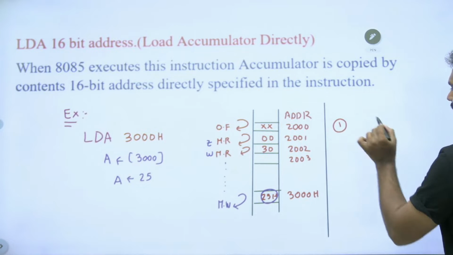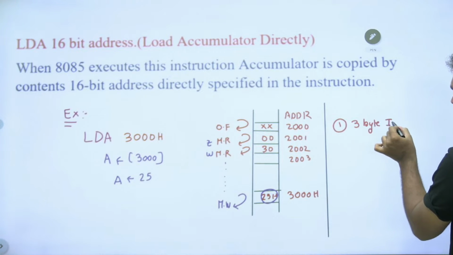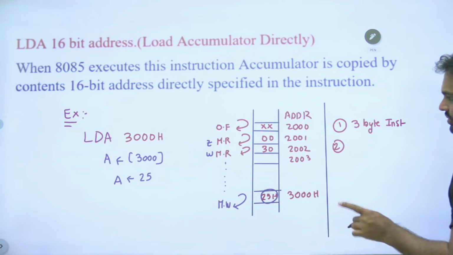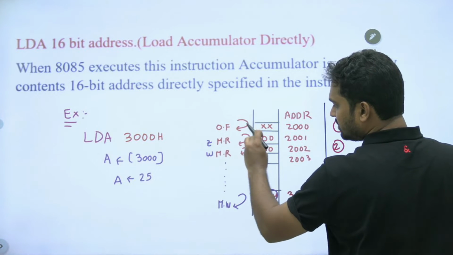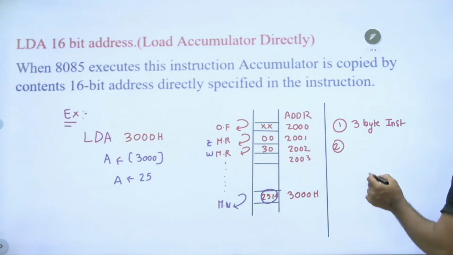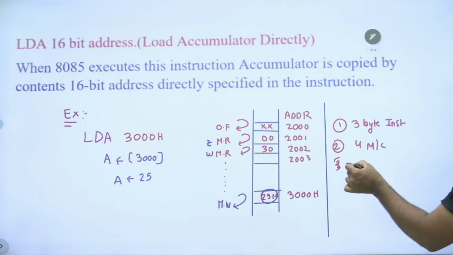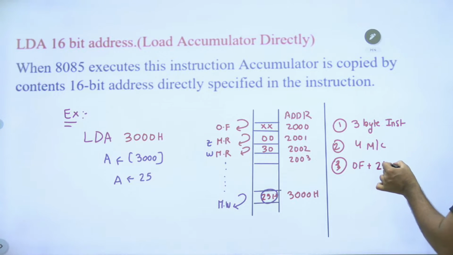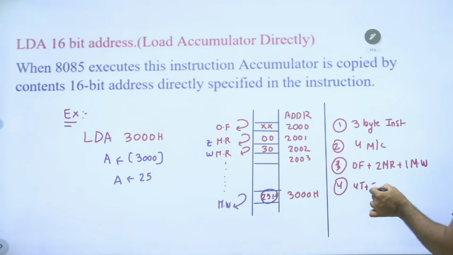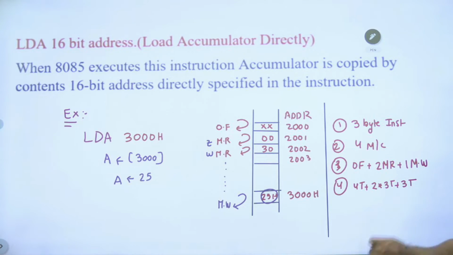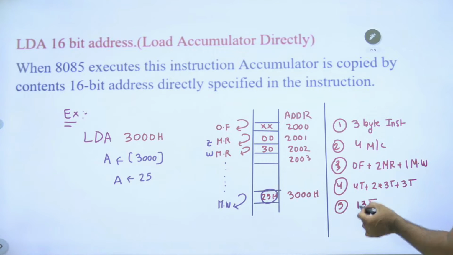Firstly, tell me how many bytes are required for this particular instruction: 1, 2, 3. It is a 3-byte instruction. How many machine cycles is it involving? Opcode fetch, memory read and memory read. WZ will have this address now, and at this address it will automatically come. So what is that? 4 machine cycles: opcode fetch, 2 memory reads. 4T, 3T plus 3T, 3T. 4 plus 3 is 7, plus 3 is 10, plus 3 is 13 T states.